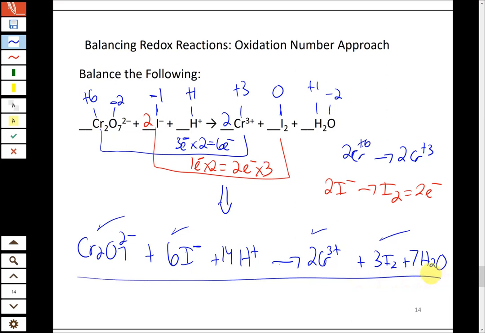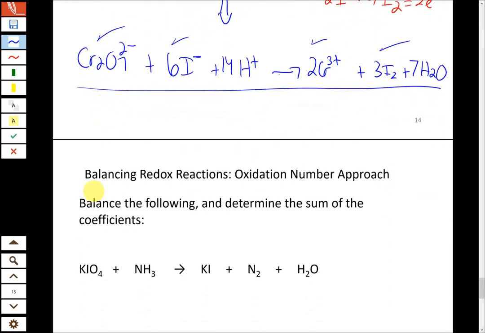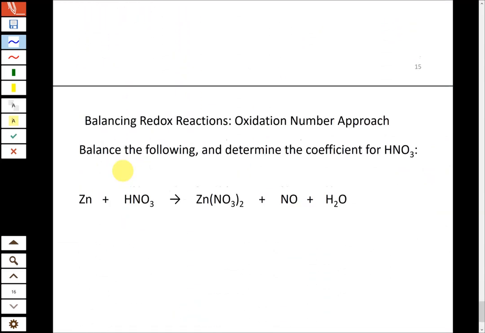So counting electrons was a little bit more tricky here because we had 2 atoms changing their oxidation number in each case. But once we get the number of electrons correct, we just have to make sure that the number of electrons is equal between the 2 and then balance the other coefficients by inspection. All right, we're going to do just 2 more to finish off today.